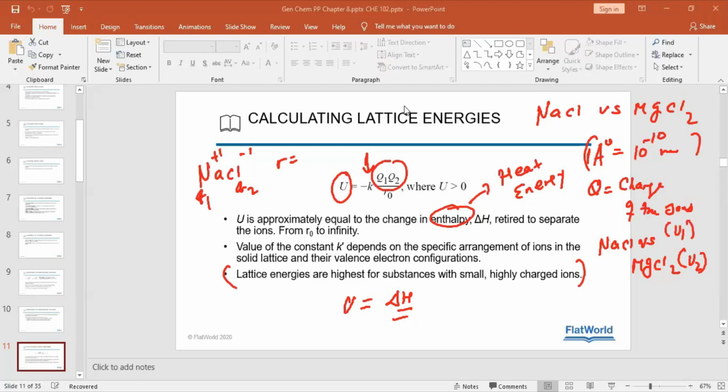I think that's Roger, I believe, right? Yeah, Roger, right? Okay, yes. Roger, can you hear me? Yes, Roger, go ahead, please. Magnesium chloride, U2 will be higher than U1.